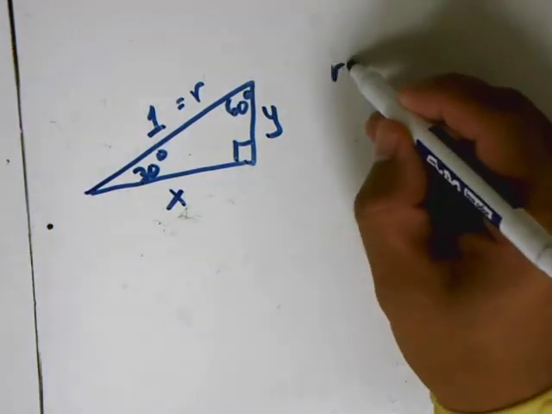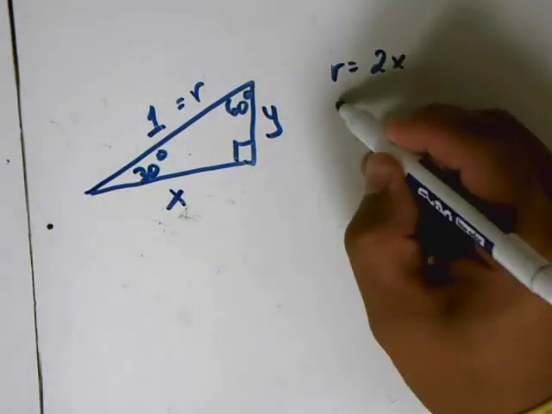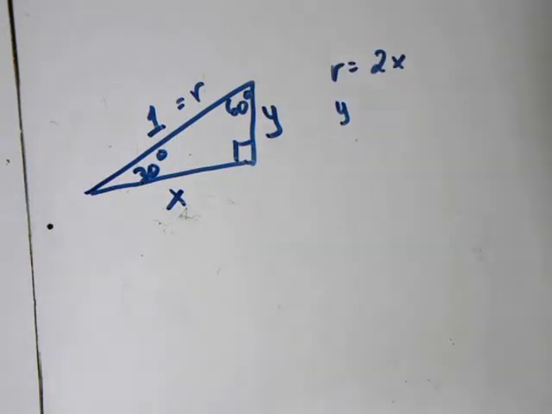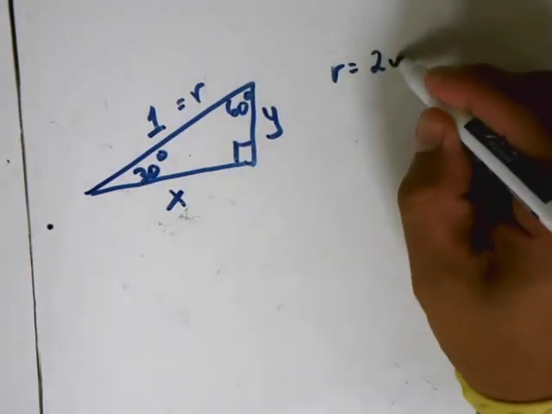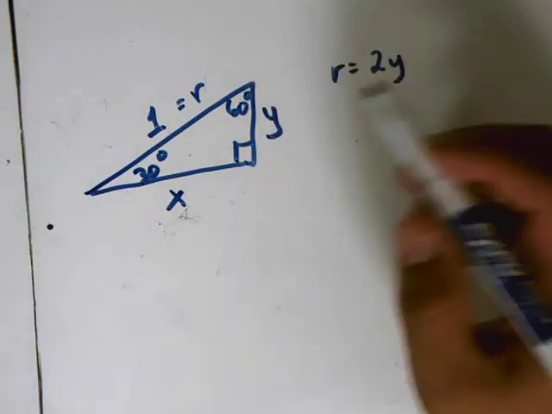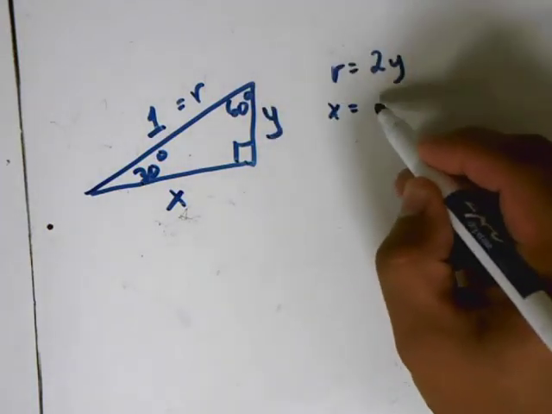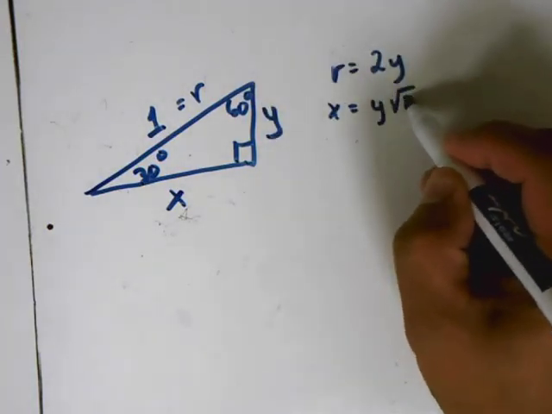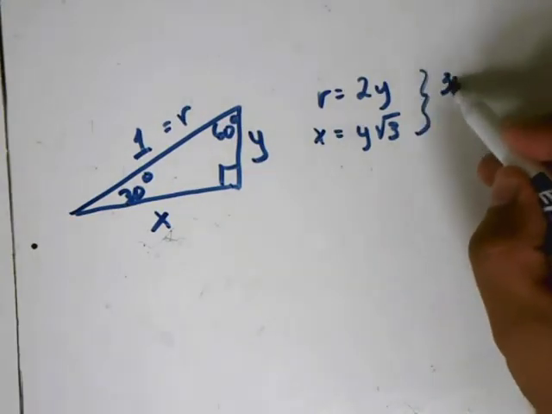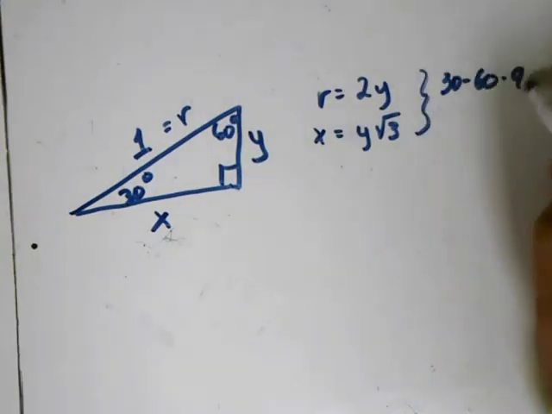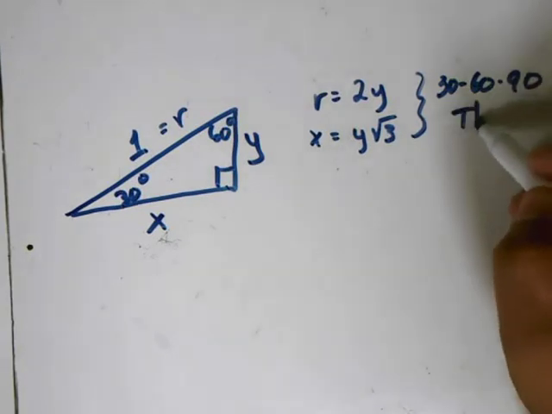So I know that R is equal to 2x, and I know that y, I'm sorry, this is not correct. I know that R is equal to 2y, because that's the shorter of the two legs, and that x is equal to y root 3. Okay, this is from the 30, 60, 90 theorem.